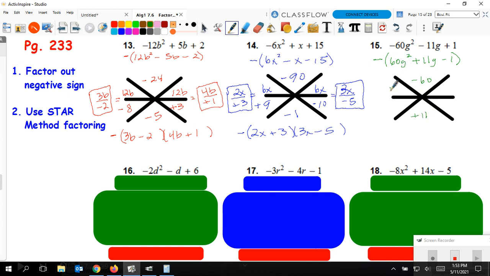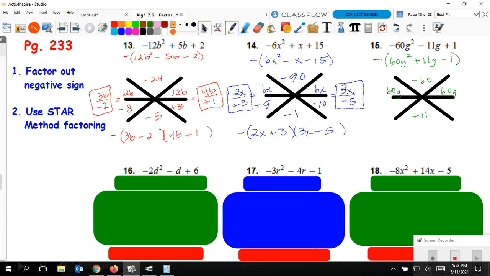60g is on the top of each side. And then we think of two numbers that multiply to give us 60 that will subtract to give us an 11. Let's see, well, there's a few different combinations. We can think of 6 and 10. That's not going to subtract to give us an 11 though. 12 and 5, that's also not going to subtract to give us 11. So let's see, what else could we use here?